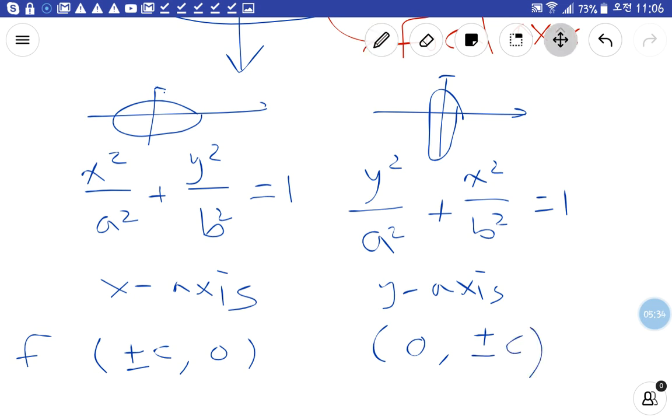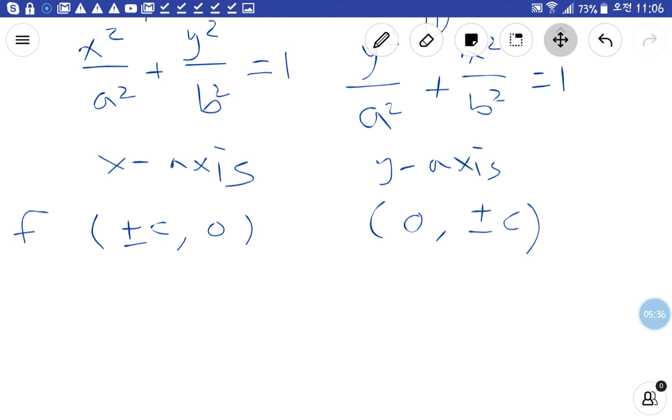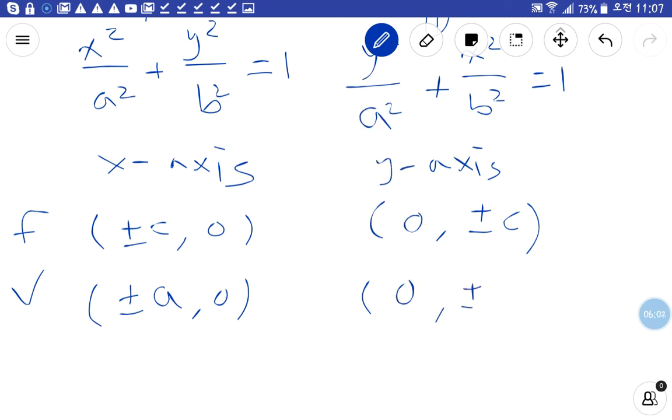And vertices. Your vertices are located on the x-axis, the intersection with the x-axis. We can say that would be plus or negative A, comma 0. And if your vertices are on the y-axis, we still use A, but it changes to 0, comma, plus or negative A. Okay?